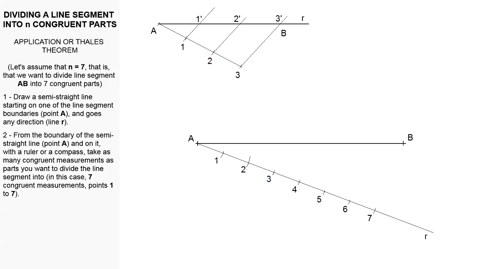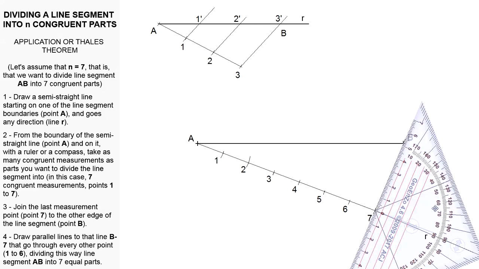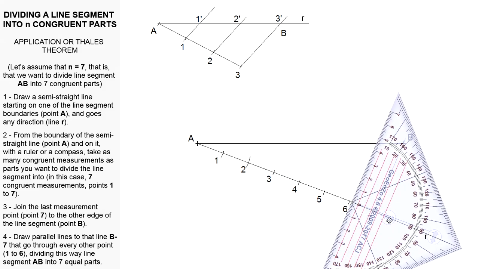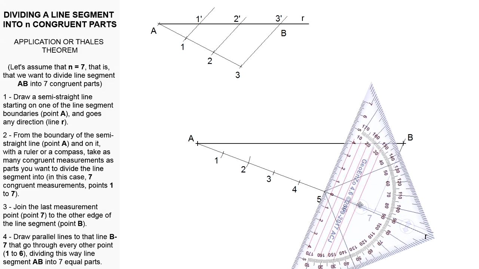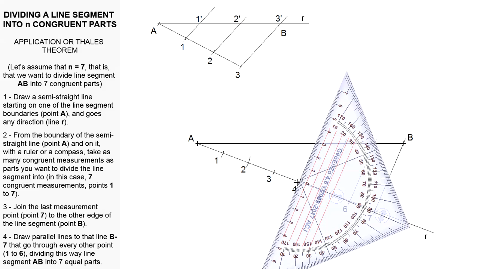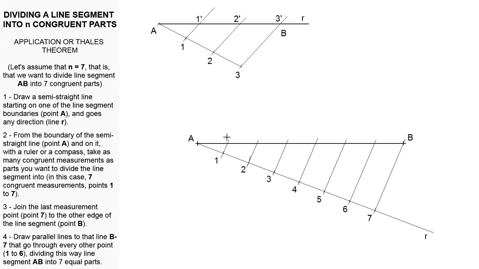Now we have to draw parallel lines. First, we join point 7 with the other line segment's boundary, point B, and then we draw parallel lines to line segment 7B that go through every mark we did before, 6, 5, 4, 3, 2, and 1. The points where the parallel lines meet the first line segment AB divide it into 7 congruent parts, having finished the exercise.